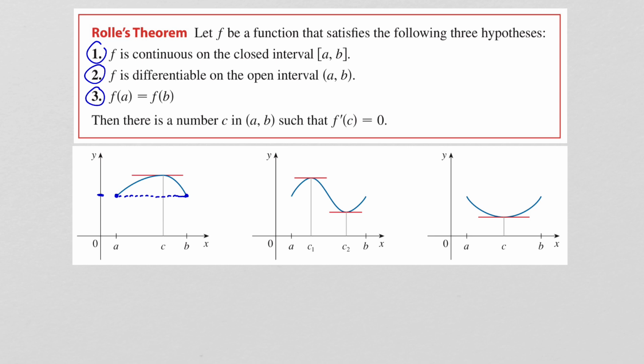Now, the next graph shows essentially the same thing. We have f of a is equal to f of b. We can see that it's continuous, it's smooth, but this time you can see there are actually two values at which the derivative is 0. And the third graph is much like the first graph. So these graphs give us an idea that this is intuitively true. Let's do an example.